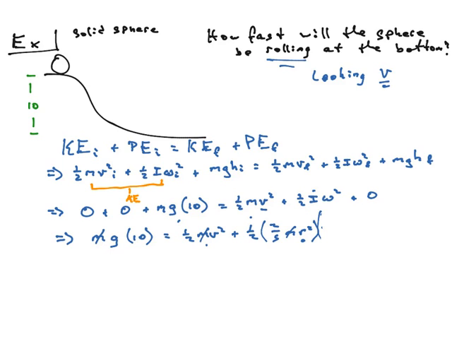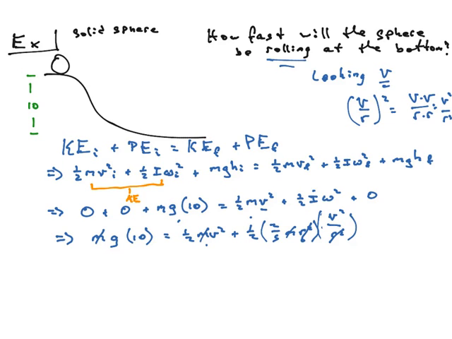Instead of writing V over R quantity squared, well, V over R squared is the same as V squared over R squared, right? V over R, the whole thing squared, is the same as V times V over R times R, which is V squared over R squared. So notice, this R squared cancels this R squared, because one's on top, one's on bottom.